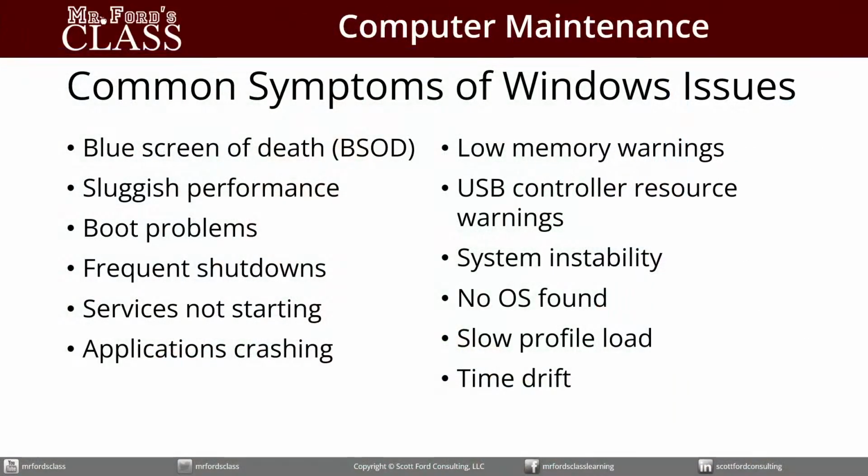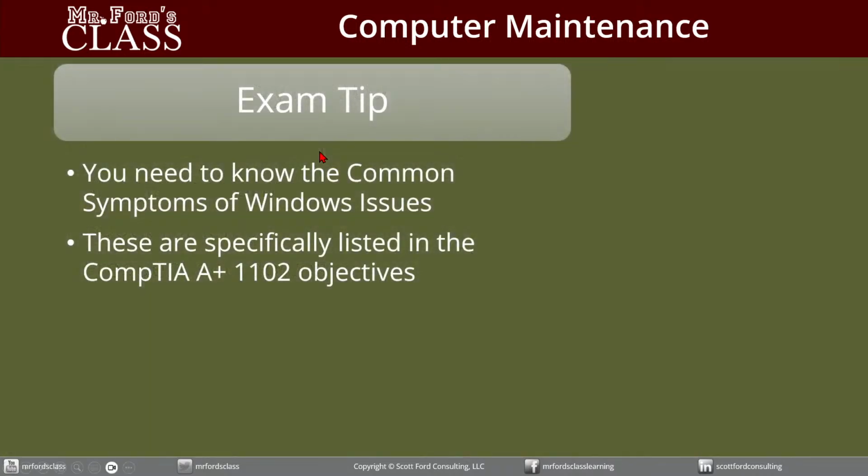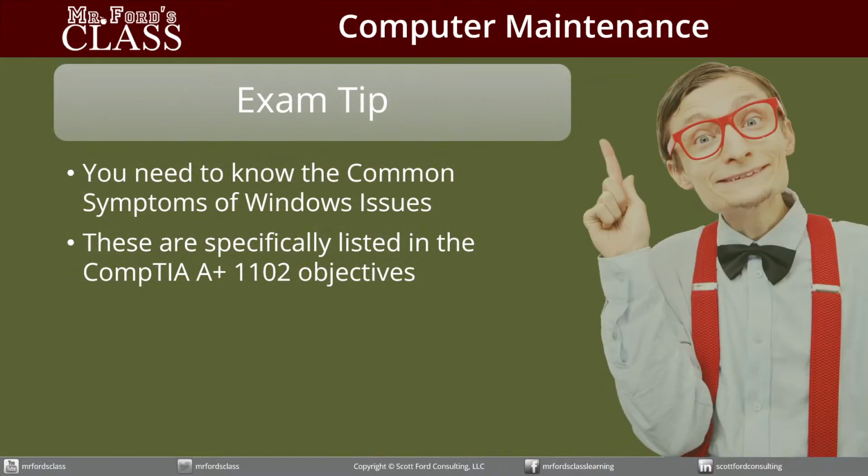So, we're going to look at the dreaded BSOD, the blue screen of death, sluggish performance, boot problems, frequent shutdowns, services not starting, applications crashing, low memory warnings, USB controller resource warnings, system instability, no operating system found, that's what OS stands for, slow profile loading, and time drift. These are specifically mentioned on the 1102 objectives for the CompTIA exam.